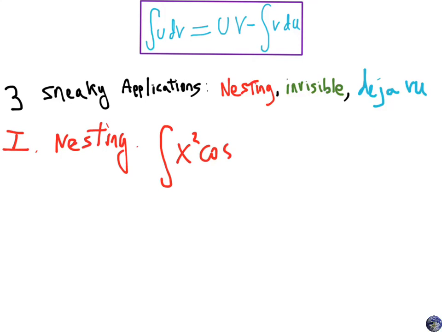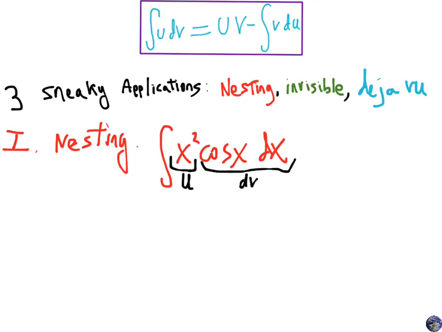What do I mean by a nesting integration by parts formula? This is a type of problem where after you do integration by parts, you have to do integration by parts again. So there's an integration by parts inside of the integration by parts. Here's the typical example. Suppose we need to integrate x squared cosine x dx. Following the rule of thumb that I gave before, this part should probably be the u, and the trig part should be the dv.